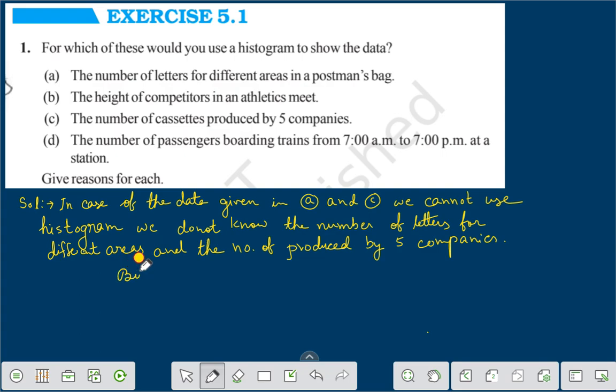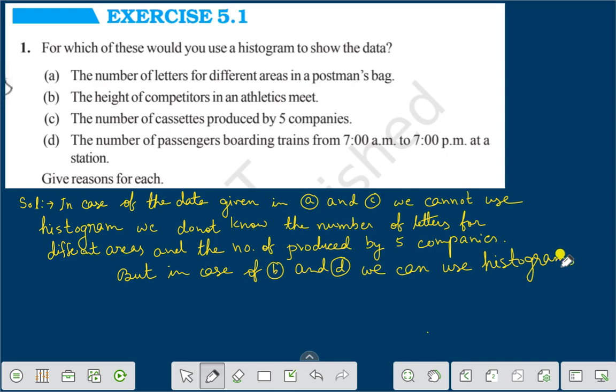But in case of B and D, we can use histograms, as we can divide the given data.